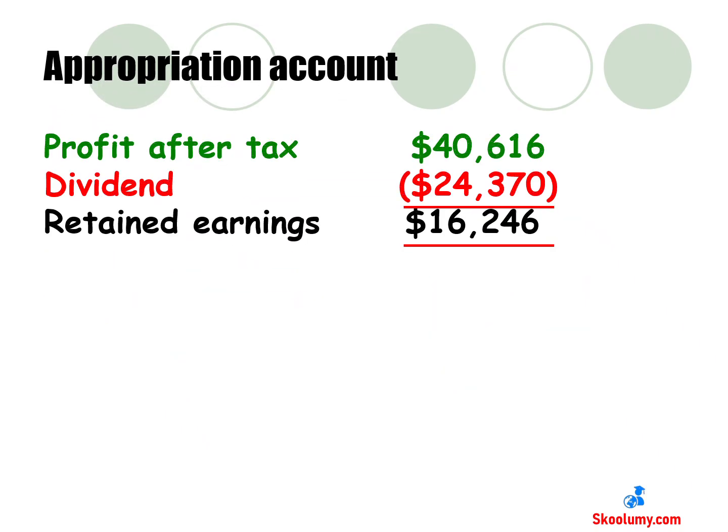The last section, appropriation account. Profit after tax minus dividend. Dividend is 60% of profit after tax, $24,370. The retained profit is profit after tax minus dividend. It is $16,246.